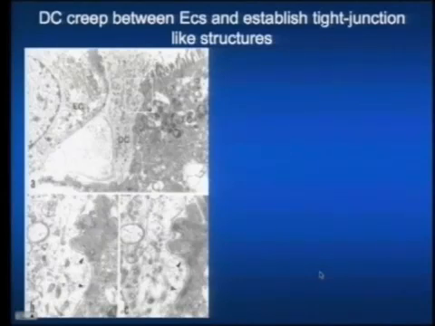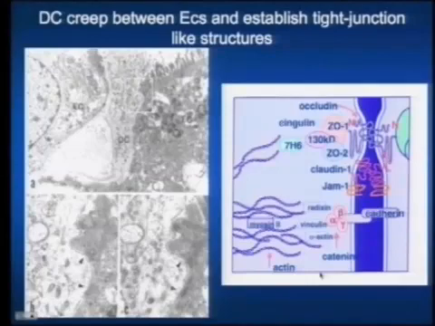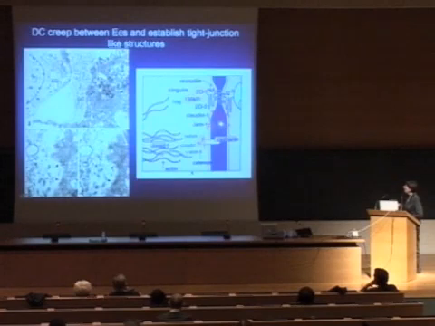And when we looked at transmission electron microscopy, we could find these processes of dendritic cells in between the epithelial cells. And actually, they were establishing tight junction-like structures with neighboring epithelial cells. I don't know how familiar you are with tight junctions, but tight junctions are made of several transmembrane proteins like occludin, claudin-1, and JAM1. And we found that dendritic cells expressed all of these tight junction proteins, and this was a way for them to form these tight junction-like structures between them and the epithelial cells.